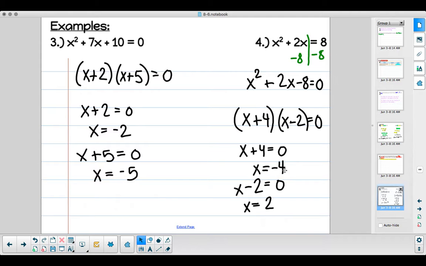Again, axis of symmetry is halfway in between. Negative 4 plus 2 is negative 2, divided by 2 is negative 1. So the axis of symmetry of this parabola is at x equals negative 1.